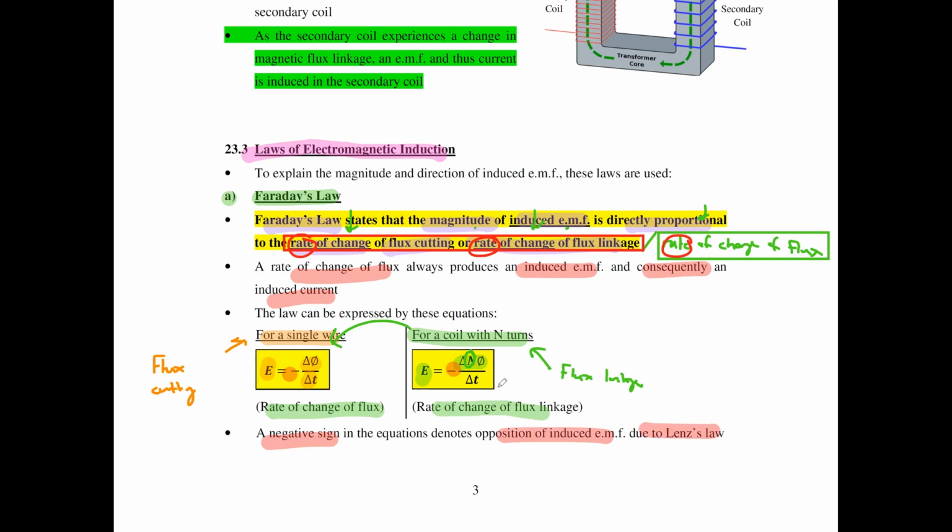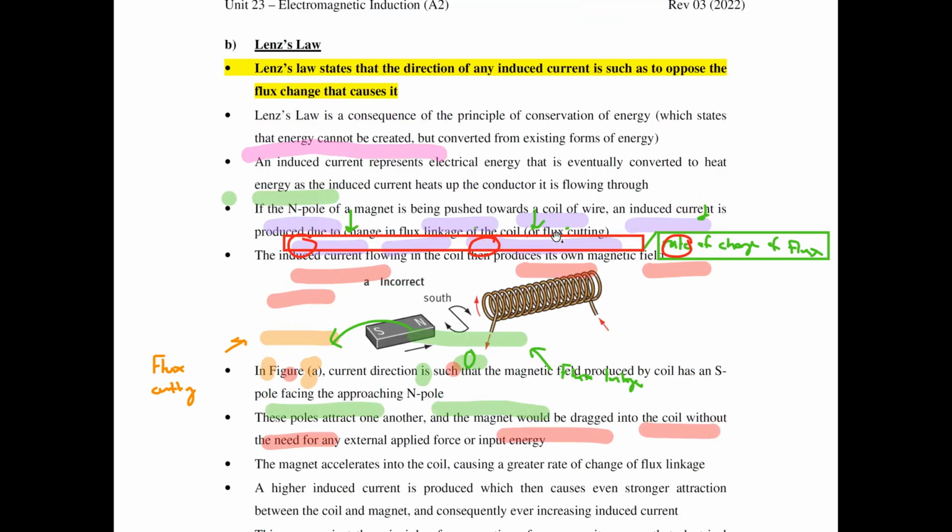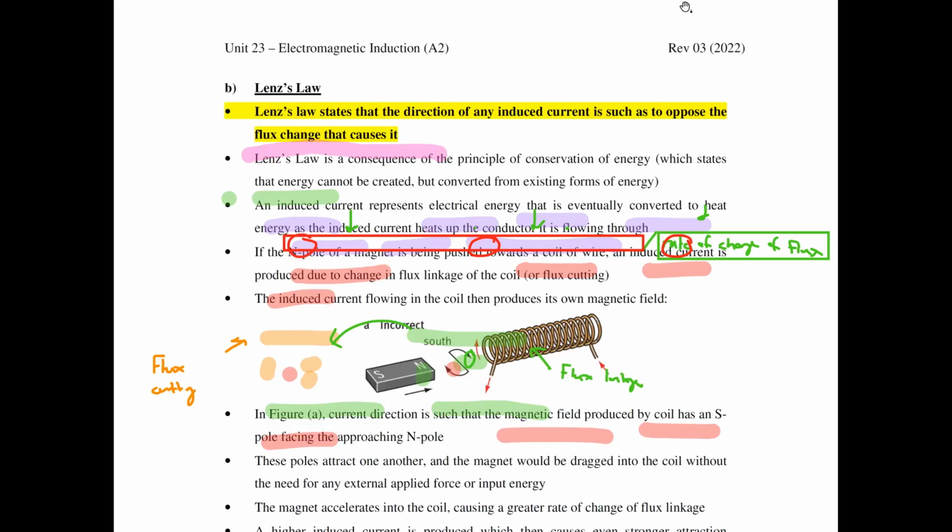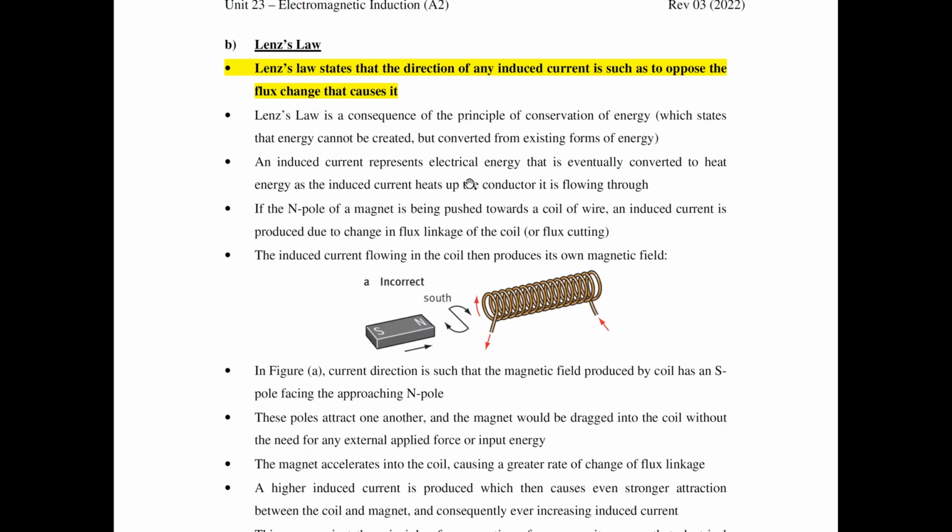This one will be the next thing we'll be talking about. Now, what is Lenz's law in the first place? Lenz's law tells you the direction of your induced EMF or your induced current. If Faraday's law tells you the magnitude of your induced EMF, Lenz's law tells you the direction of your induced EMF or current. It states that the direction of any induced current is such as to oppose the flux change that causes it.